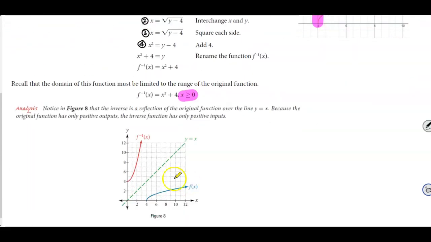Now, let's take a look at this. So notice that in the figure, the inverse is a reflection of the original function over the line y equals x, because the original function has only positive outputs. So the inverse function has only positive inputs.